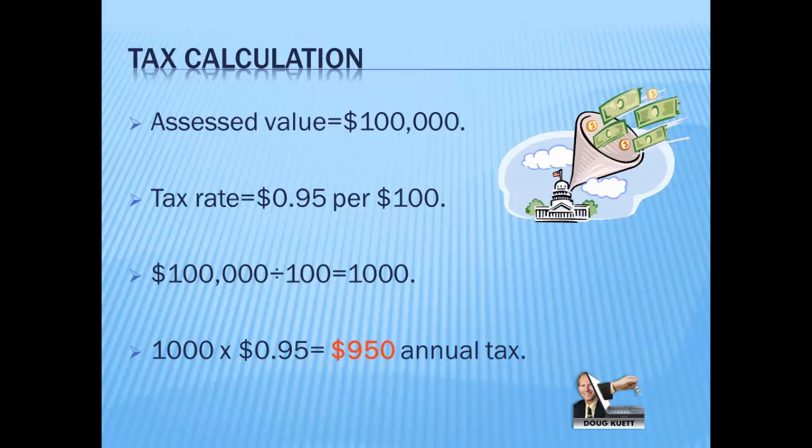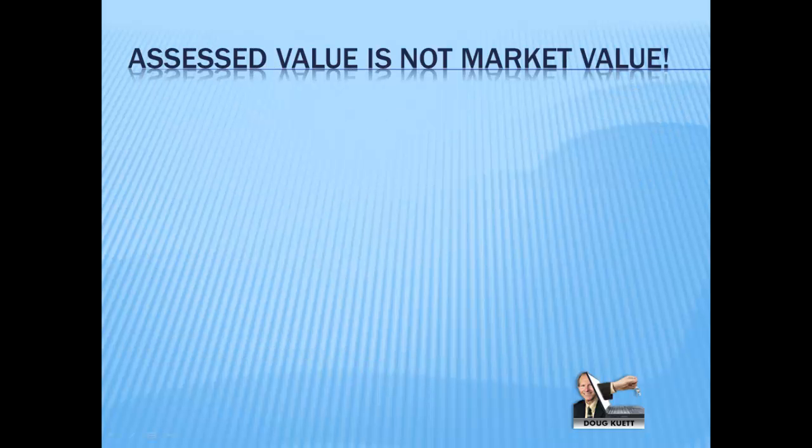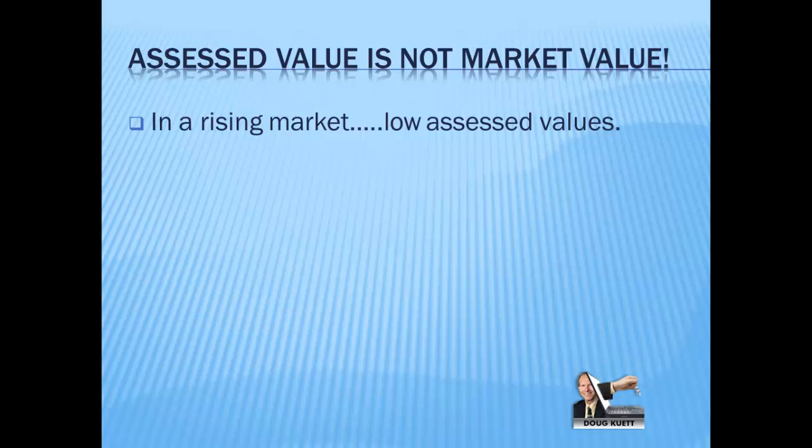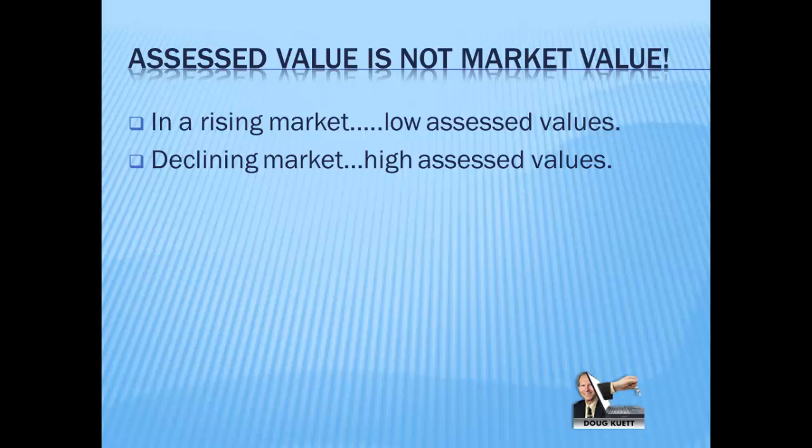This amount is normally divided by 12 and added to your monthly mortgage payment. If you don't have a mortgage, then you will pay in lump sums depending on your city or county's payment schedule. Property assessments are always looking back in time, sometimes as much as a year. This is why in a rising market, the assessed value is below the sold price of a property, and in a declining market, the assessed value of a property is higher than the sold price of a property.